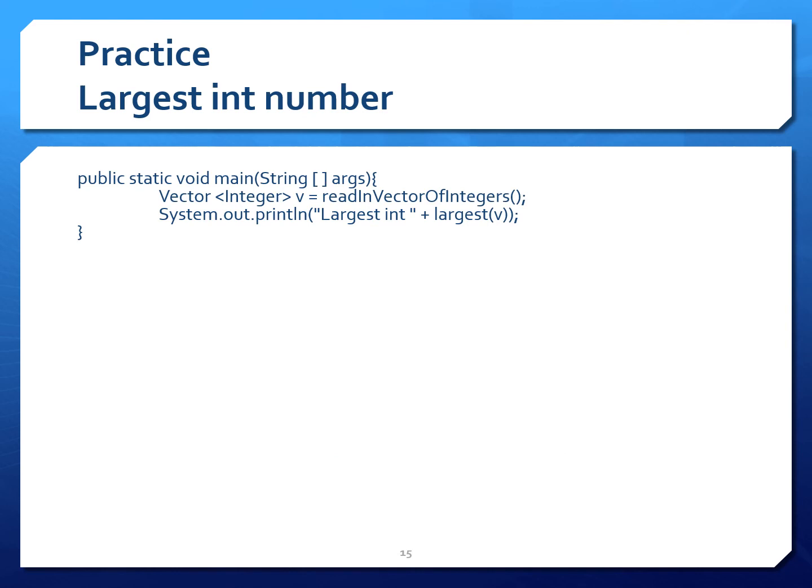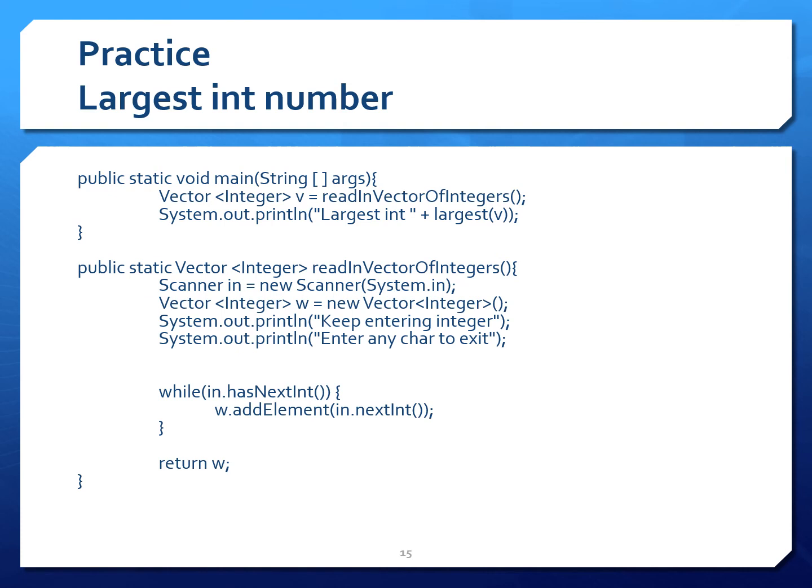This example shows how to read in many integers and store into an integer vector. Then it will search for the largest integer number in the vector, using the largest method, which is on the next slide. Pause the video and code this example. The practice continues on the next slide.